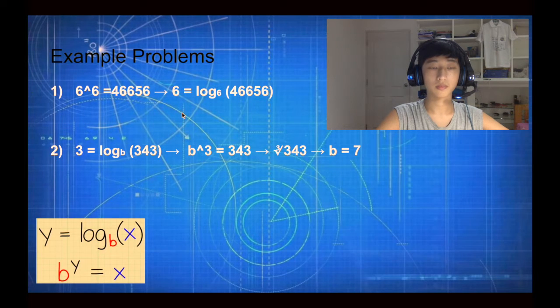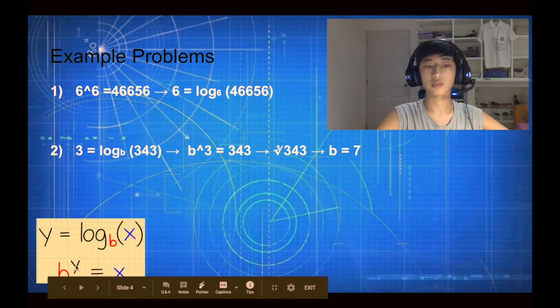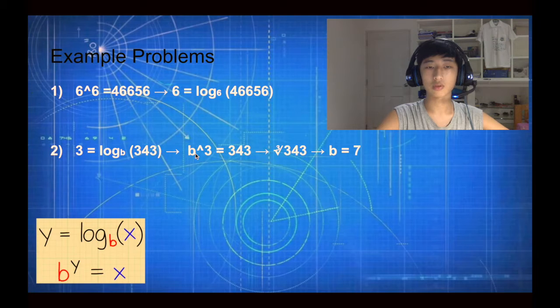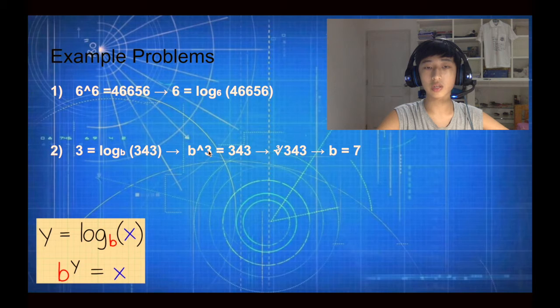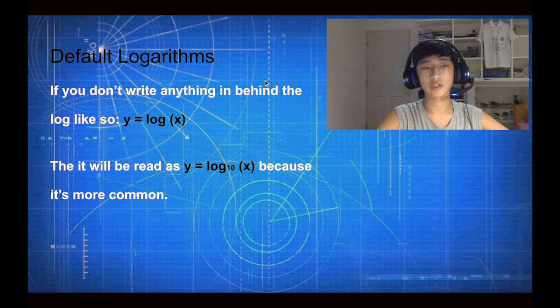Really easy. For example, if you have 6 to the power of 6 equals 46,656, and you convert it, you will get this. Really easy. And for example, if you want to find b, in this case 3 equals log b of 343, you will know that if you convert to this form, it's something to the power of 3 equals 343. If we use the cube root of 343, you will find 7, which is b.